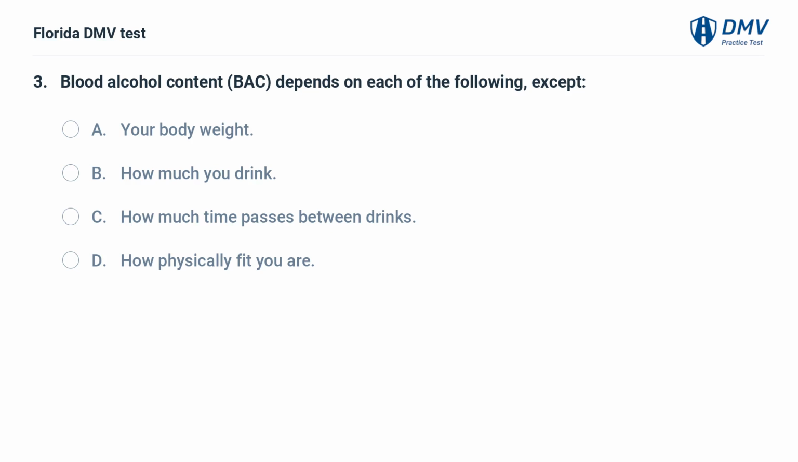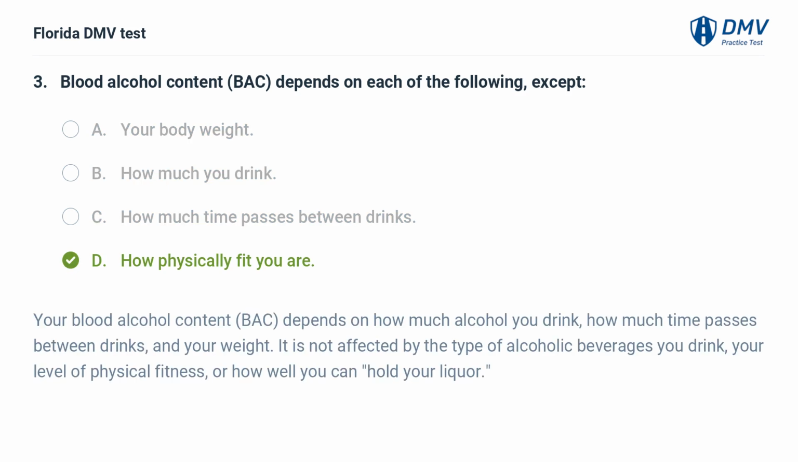Blood alcohol content (BAC) depends on each of the following, except A. Your body weight. B. How much you drink. C. How much time passes between drinks. D. How physically fit you are. D. How physically fit you are. Your blood alcohol content (BAC) depends on how much alcohol you drink, how much time passes between drinks, and your weight. It is not affected by the type of alcoholic beverages you drink, your level of physical fitness, or how well you can hold your liquor.